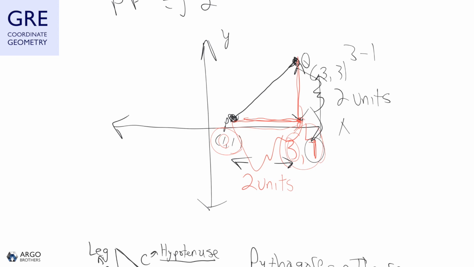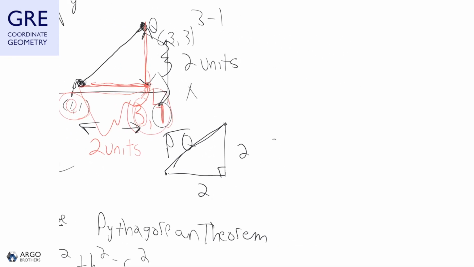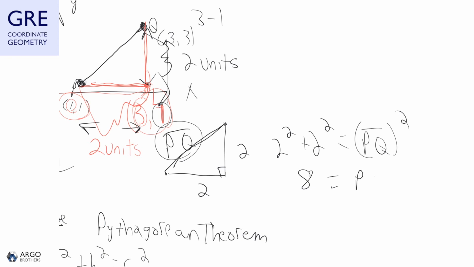Now that we know this is basically a right triangle with a distance of 2 here, a distance of 2 here, and we're looking for PQ, let's use the Pythagorean Theorem. So we have 2 squared plus 2 squared equals PQ squared. I'll call PQ just PQ; we can leave it like that. It's a quantity. So PQ squared. What's 2 squared plus 2 squared? That's 8, and that equals PQ squared.